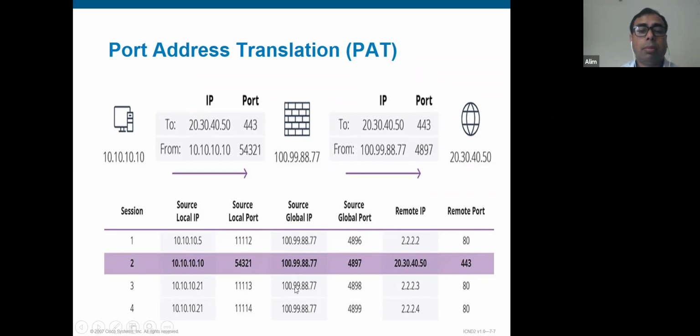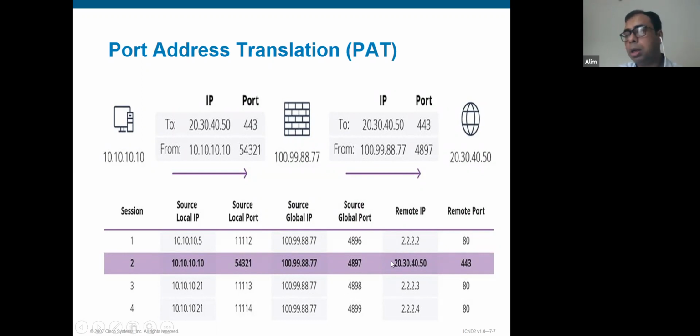So IP address is translated. The public IP address is the same for all the sessions, for all computers. Okay, but the source global port is different for different computers, and this is why it is called port address translation, because it depends on ports. The source IP after translation is the same for all sessions.